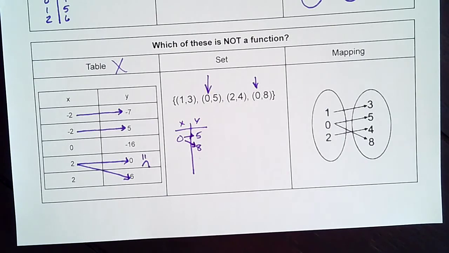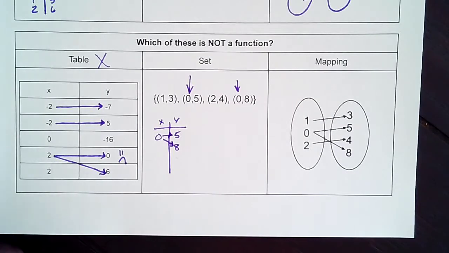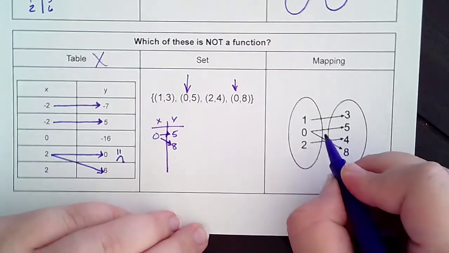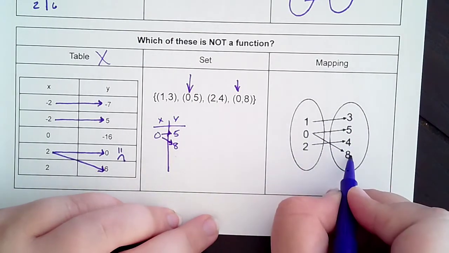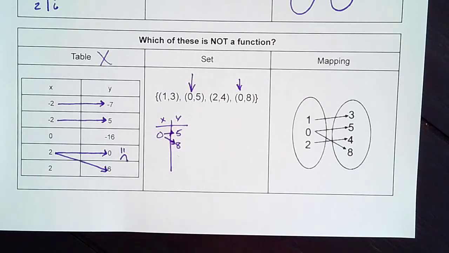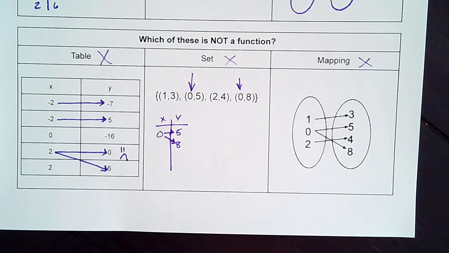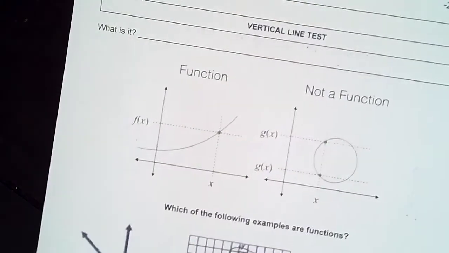That triangle or those double arrows don't work. This is why I said it was easiest to see in mapping, because right off the bat, we see that arrow that we don't like. This map says that I have 0, 5 and 0, 8. It goes to two values. So both this set and this mapping are not functions because they have a repeating 0 that goes to different numbers. Get that down. If you have any questions, let me know right away, because when we flip to the back, it's going to get just a little confusing, just for a minute.